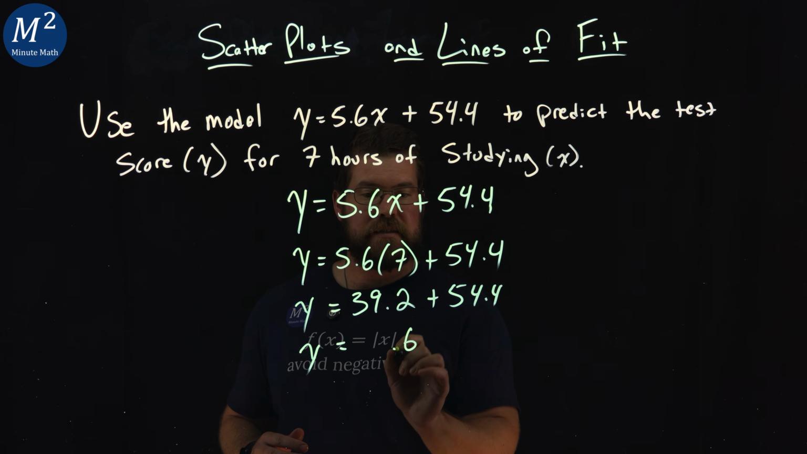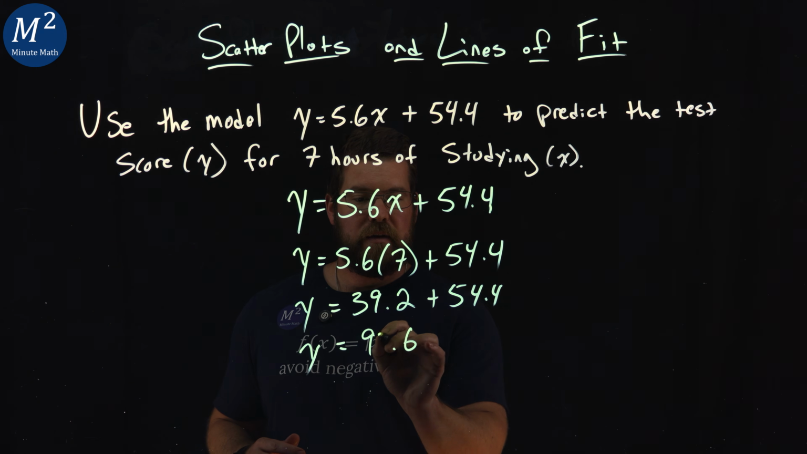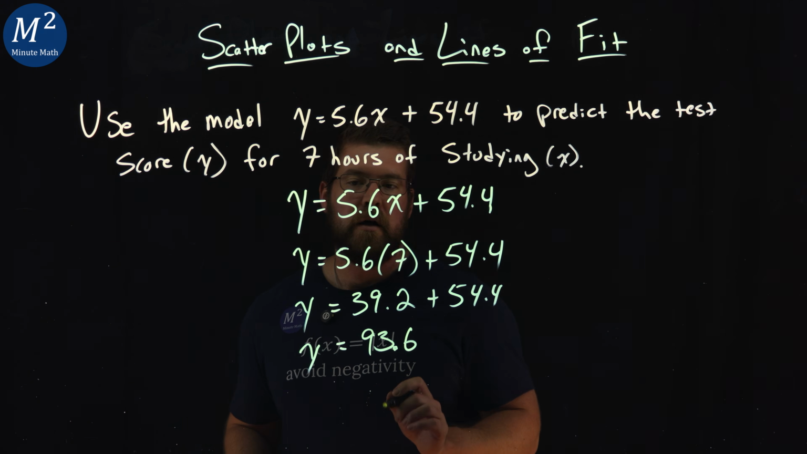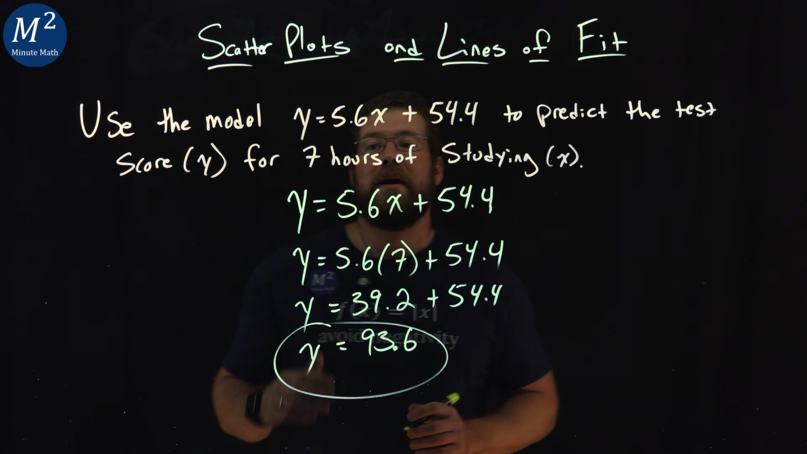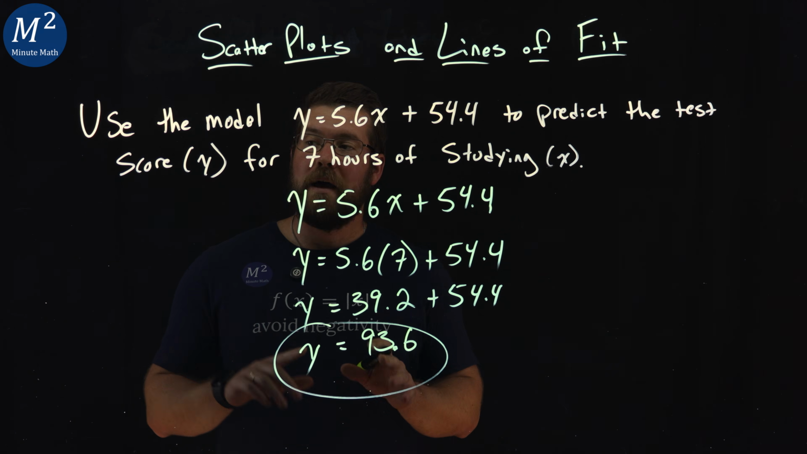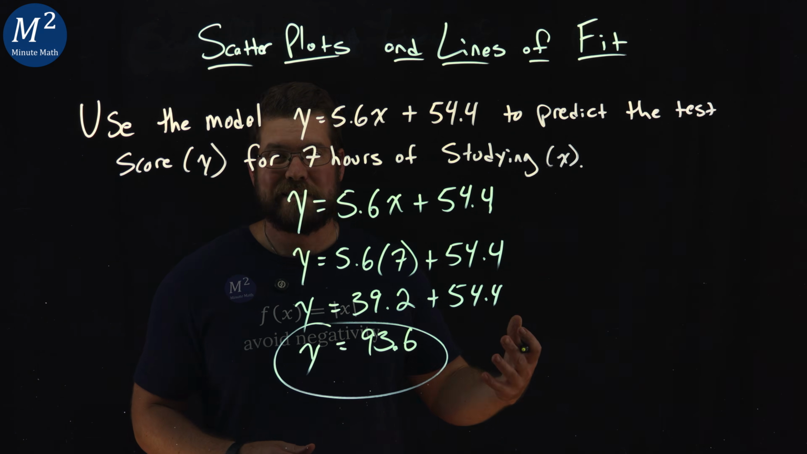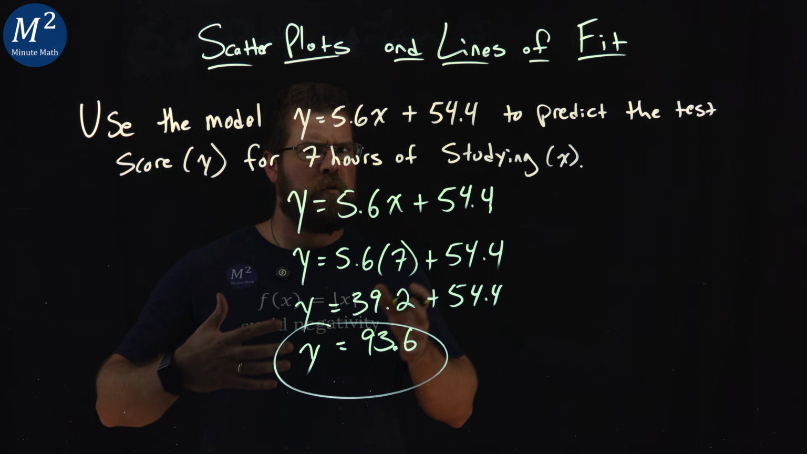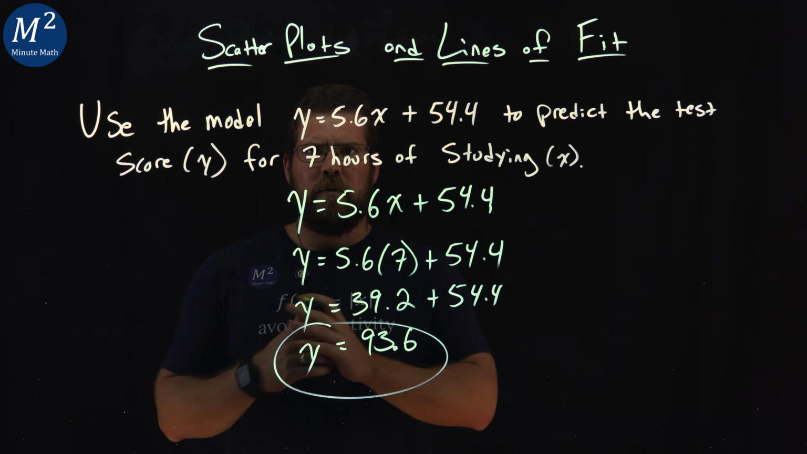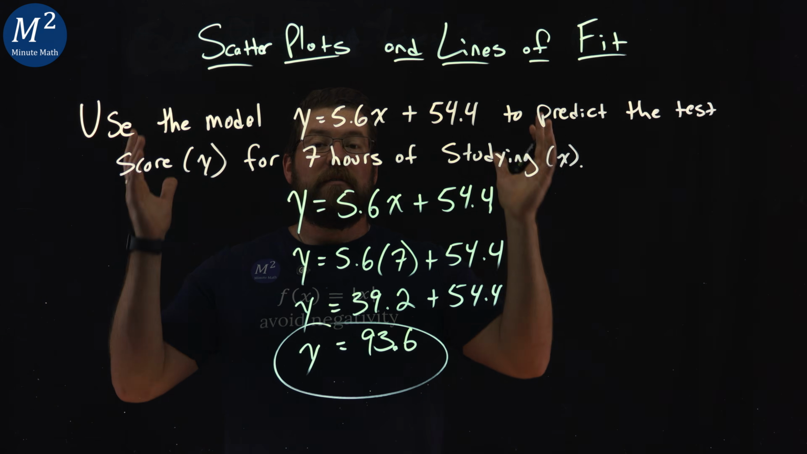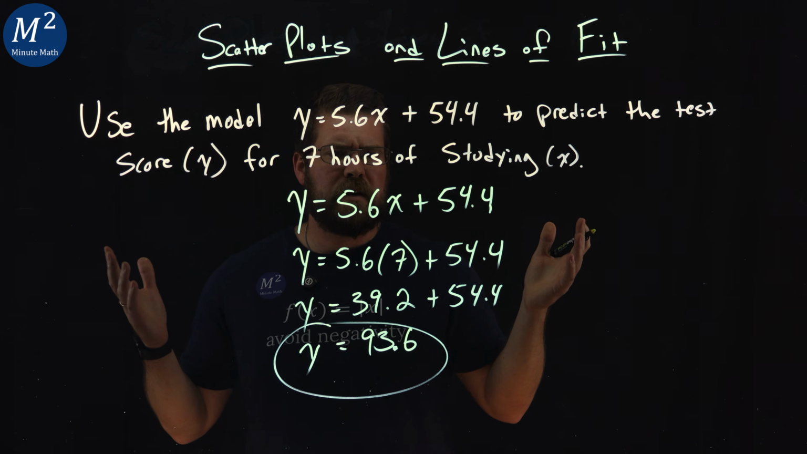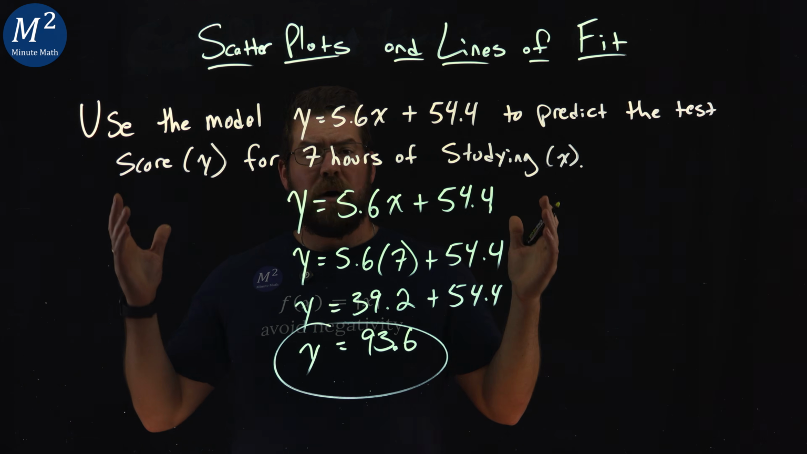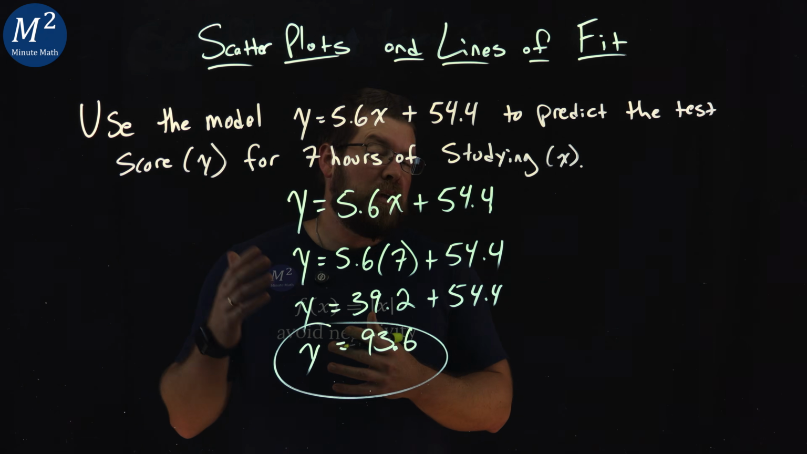That's a 6 here, and that's a 93.6. So we can predict if we had 7 hours of studying, we have a score of 93.6. Now, where would this actually kind of fail? Well, what would happen if we put 10 or 50 or 100 in for hours of studying? We'd have a score way above 100.